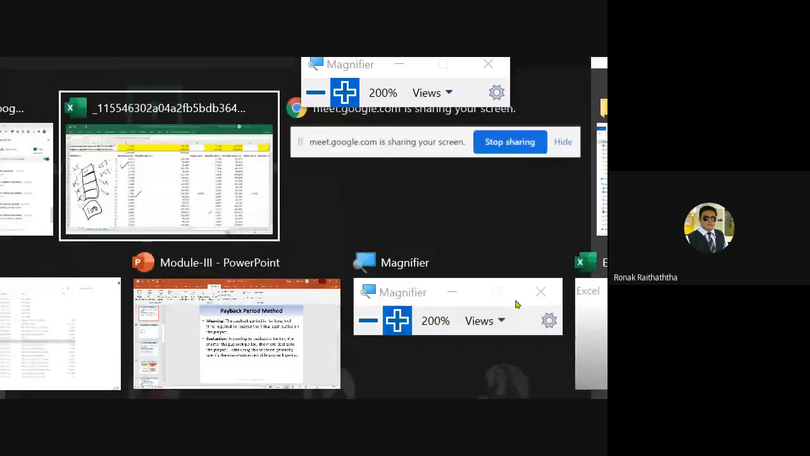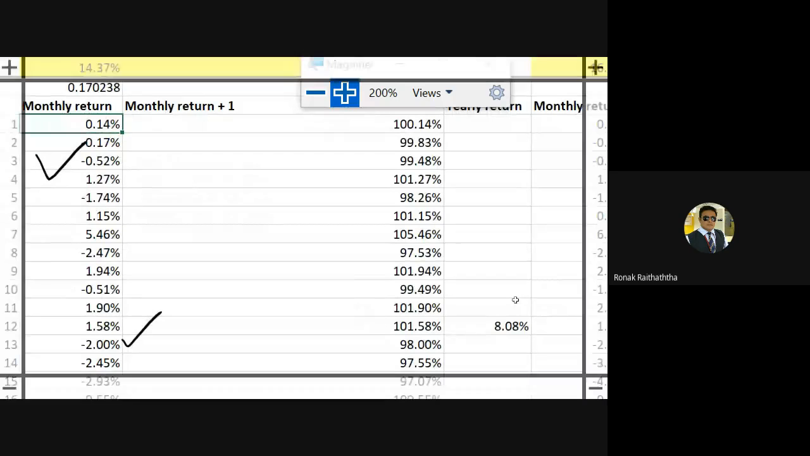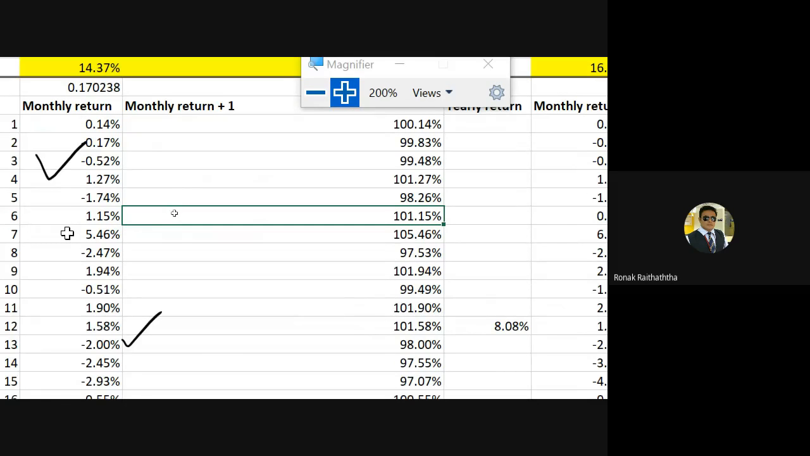So your formula would be like this. Weight of asset. Oh my God, Brahmastra has stopped working. Let me.